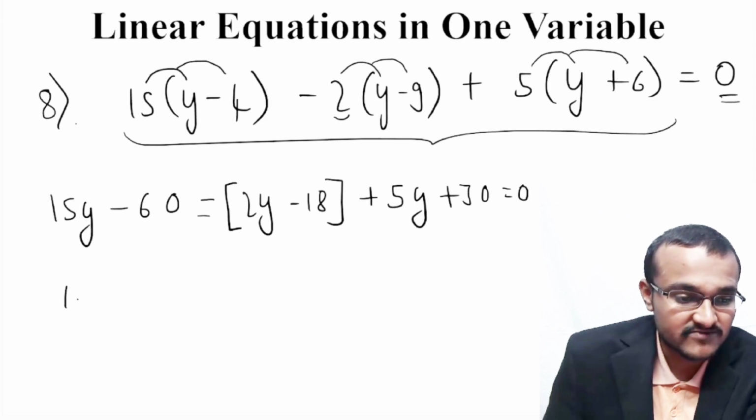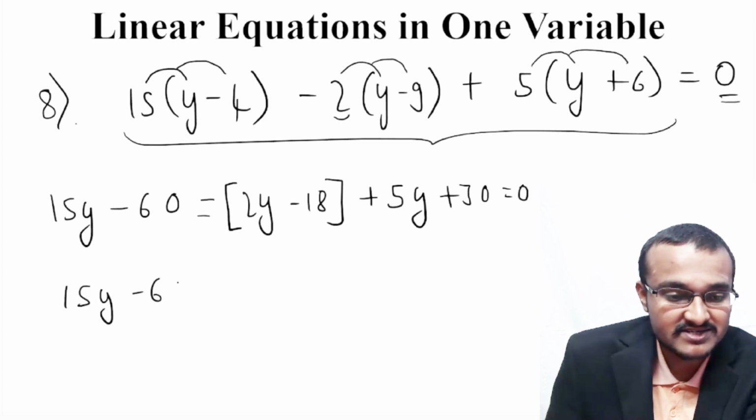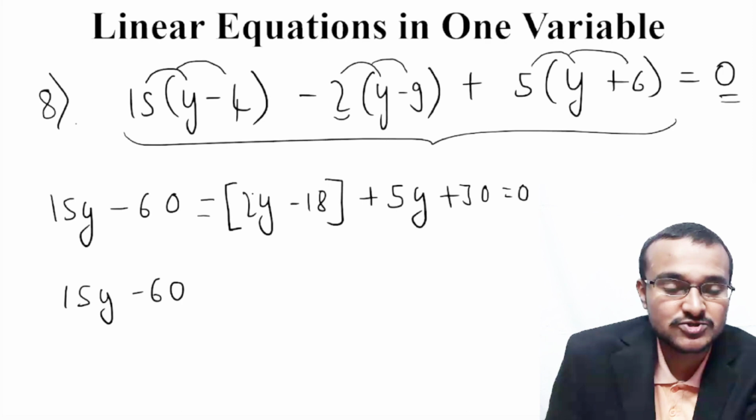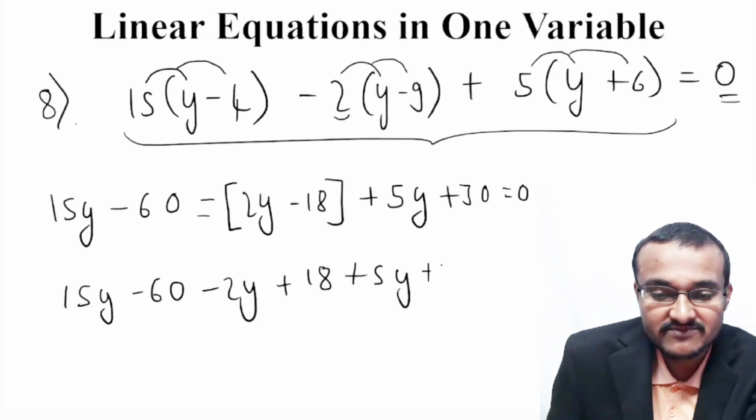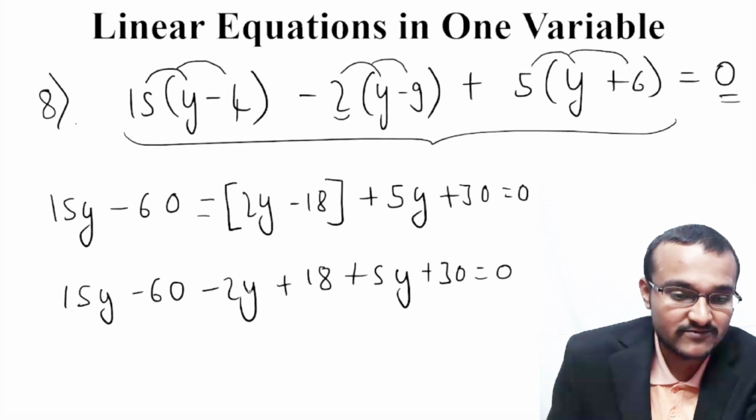Now let us remove this bracket as well. So 15y minus 60, this minus into plus 2y will become minus 2y. So minus into minus will become plus 18. Plus 5y plus 30 will remain as it is, which will be equal to 0. Now you can solve this particular equation.